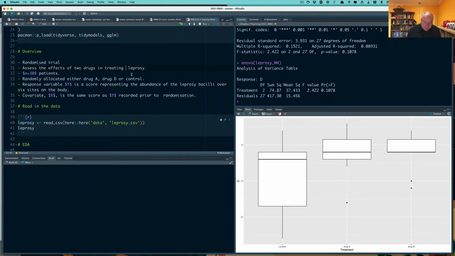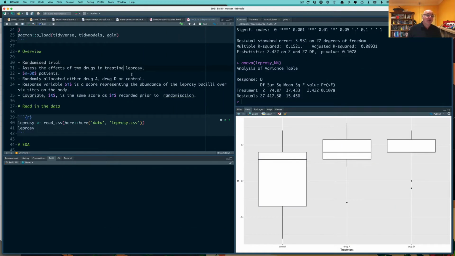Okay, so the first case study we're going to look at is treatments for leprosy. Leprosy is caused by a bacterium. What it does is it gets into the nerves and causes destruction, and because it causes destruction of the nerves, you get sort of necrotic lesions on your fingers and toes, etc. In this particular study, we've got two drugs we're going to look at for leprosy.